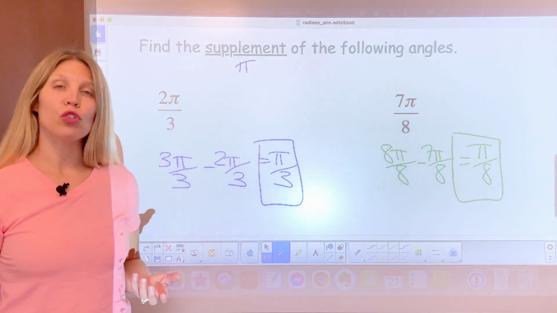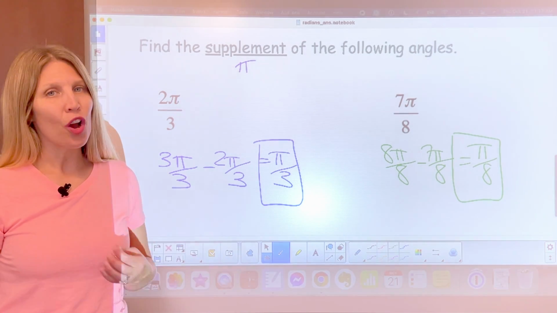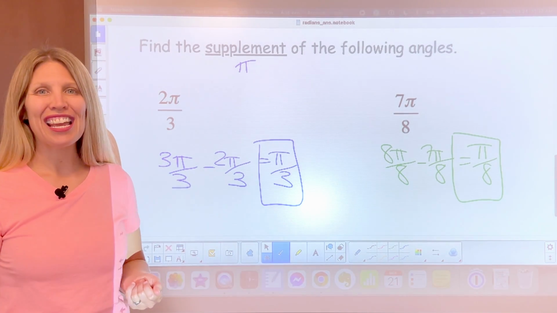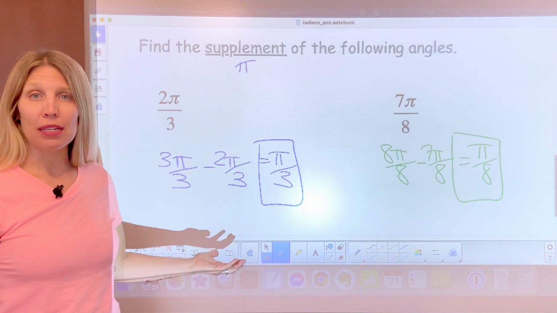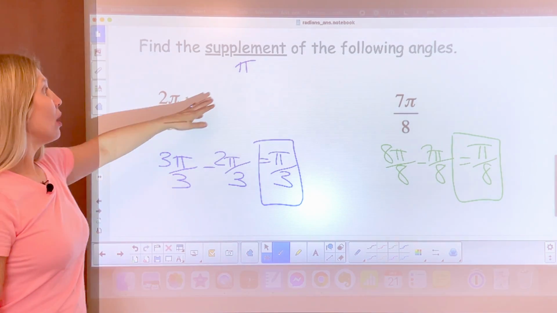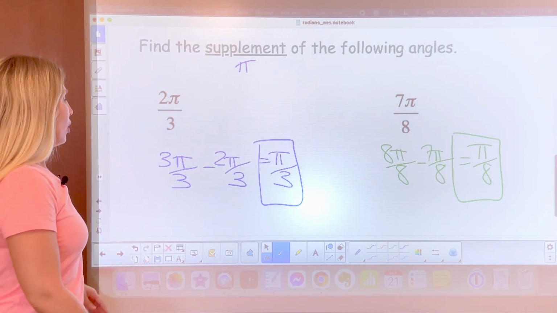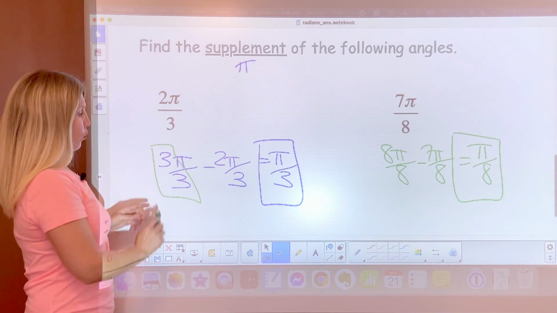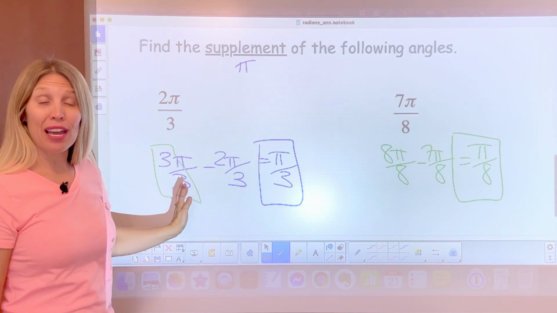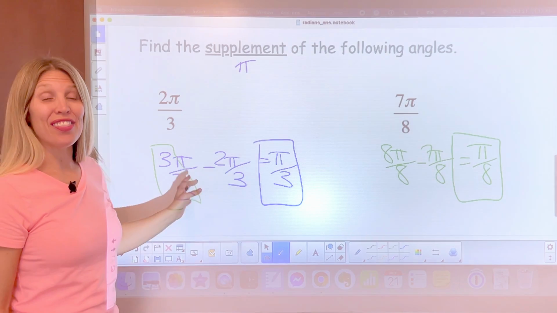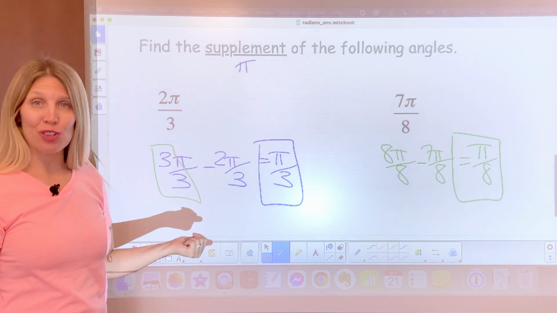So a lot of times you're just dealing with basic fractions. Hopefully you remember how to do those. And if not, you can turn them into common denominators. Remember, anytime you're dealing with pi, you want that same number over itself so it cancels out to make a 1. And that's how you can easily subtract to find your supplement.